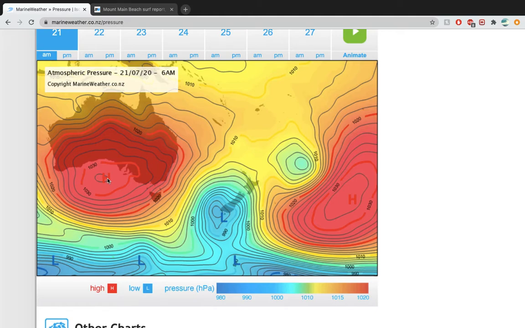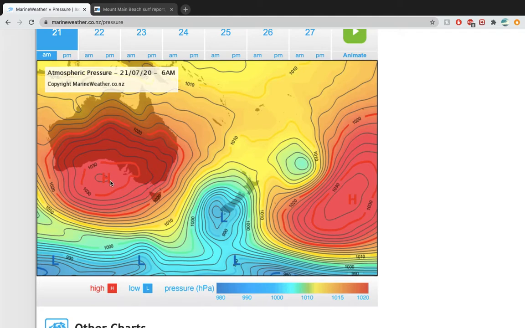Air moves from high pressure to low pressure. It's going to go from where it's being pushed downward to where it's being sucked upward. So air is going to flow straight from high to low, but there is a catch.